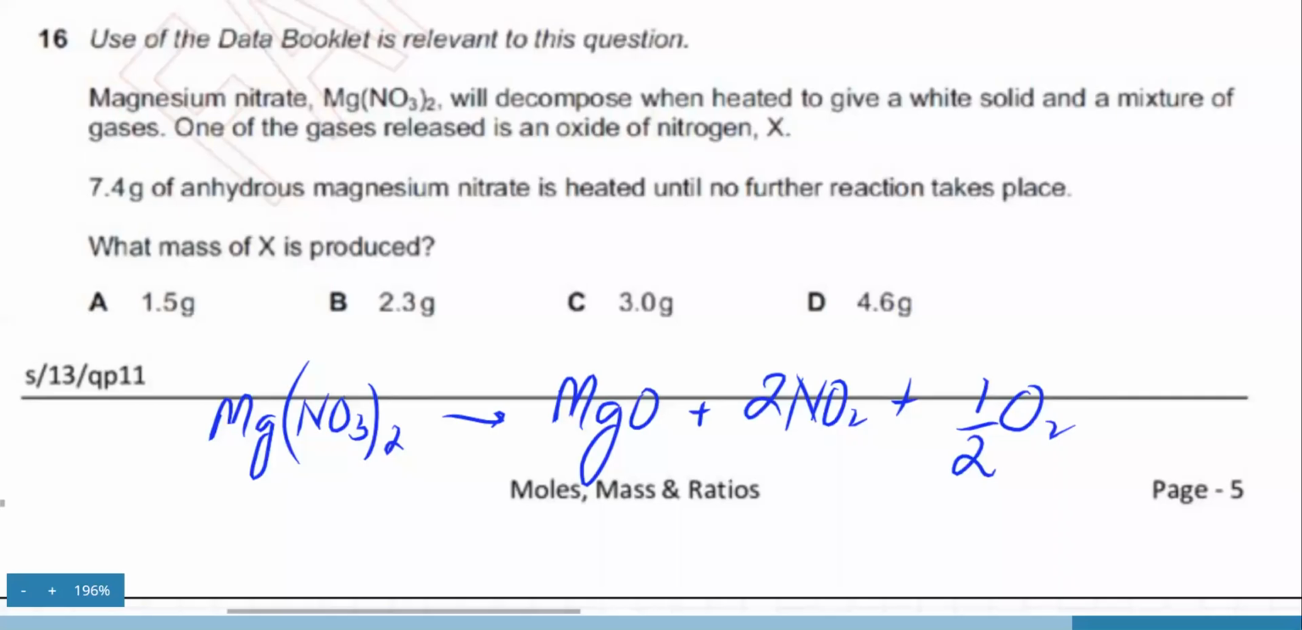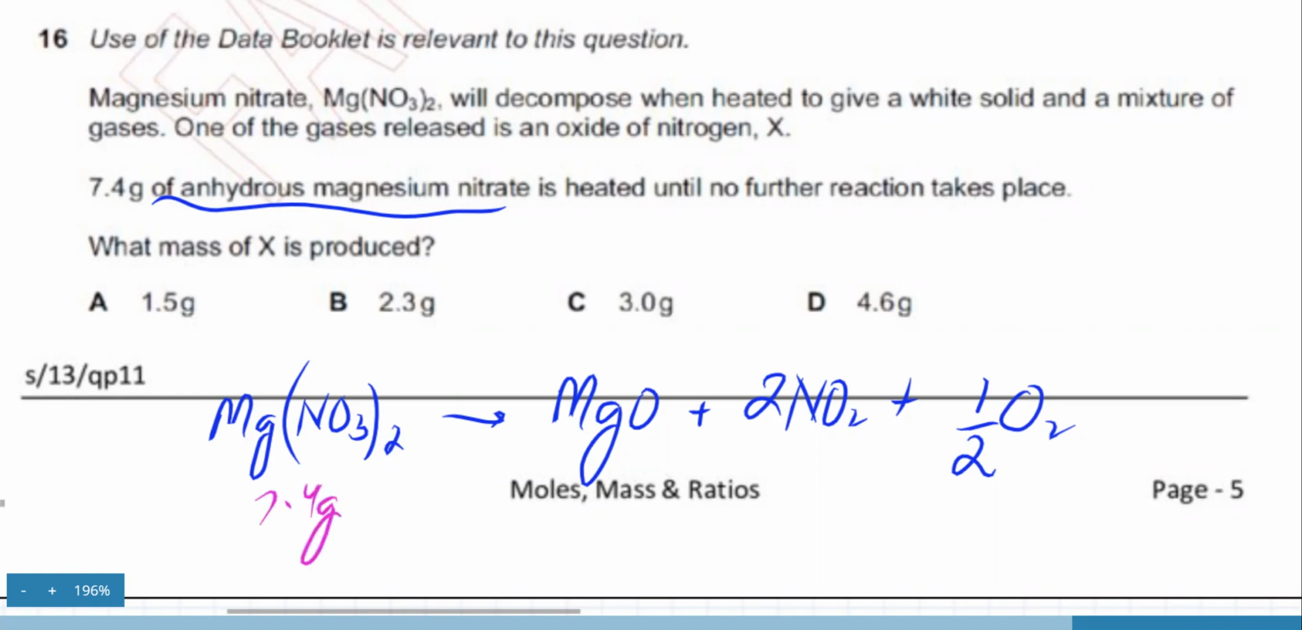Okay, that's fine. Now, this question, TK, we have magnesium nitrate, and it's exactly the same equation. All group 2 nitrates would decompose in the same way. Now he's saying 7.4 grams of anhydrous magnesium nitrate. Anhydrous means that there is no water. So this is 7.4 grams, right? Yeah.